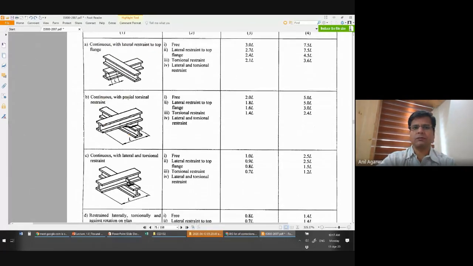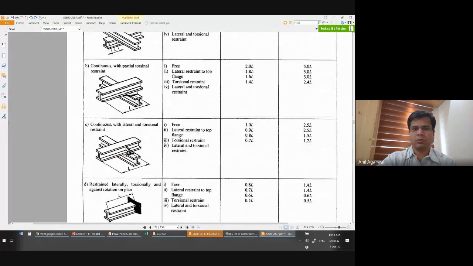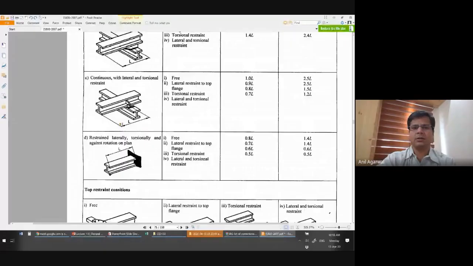Then you may have a situation where partial torsional restraint is provided to the fixed end. You may have a condition which is looking like this, where some bolted connections are provided with lateral and torsional restraints available at the fixed end.